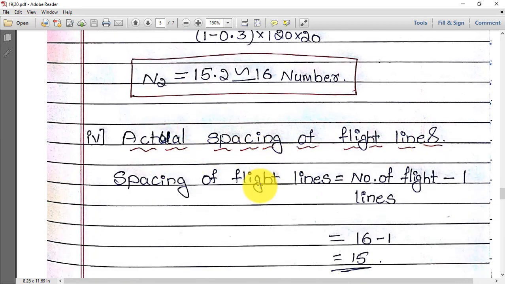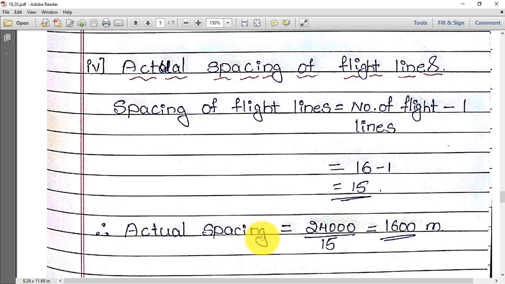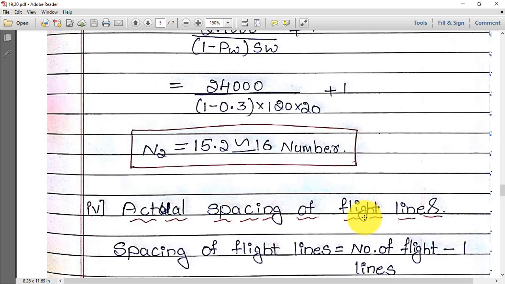Now fourth one is actual spacing of flight lines. So spacing of flight lines is equal to the area width divided by number of flight lines minus 1. In previous we already got 16. 16 minus 1, that is 15. So now actual spacing is equal to 24,000 divided by 15, that is 1600 meter. This is the actual spacing you got.